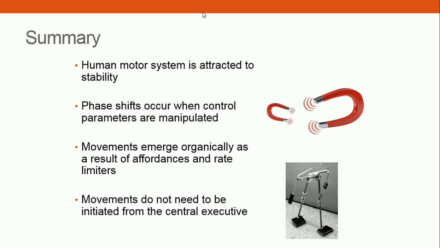We recognize, though, that when control parameters are manipulated, that can cause the stable system that we're in to become unstable, which leads to us being attracted to something that has a nicer looking condition.